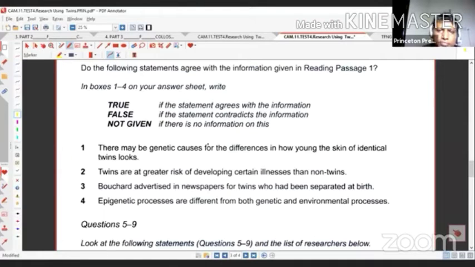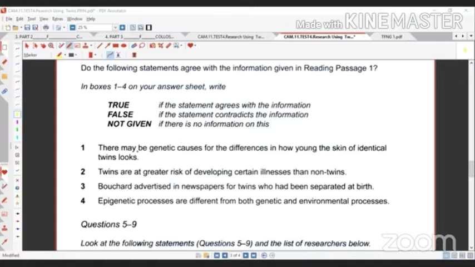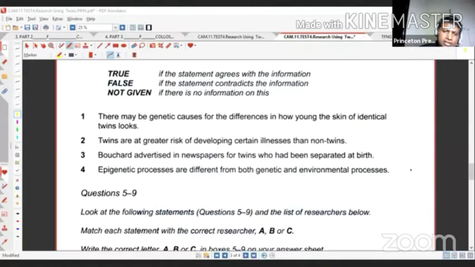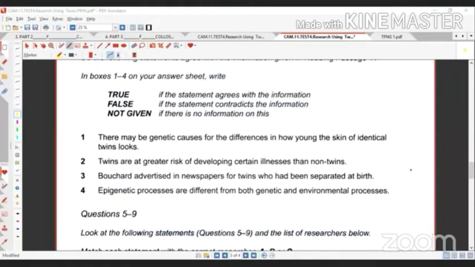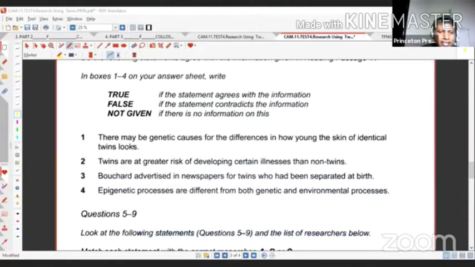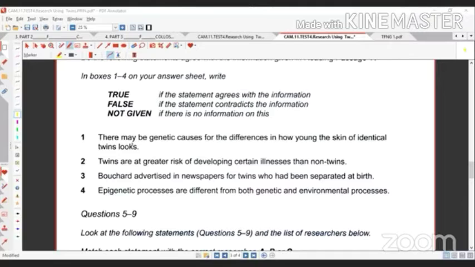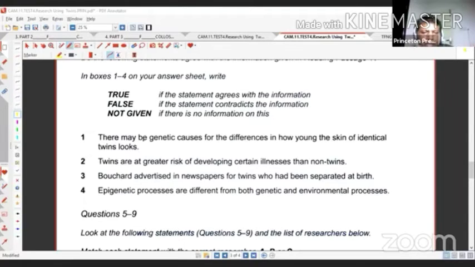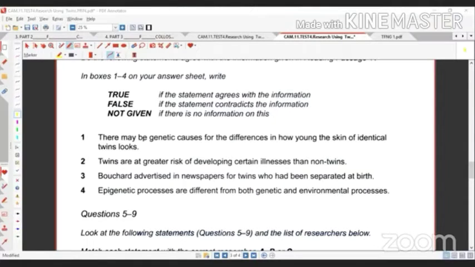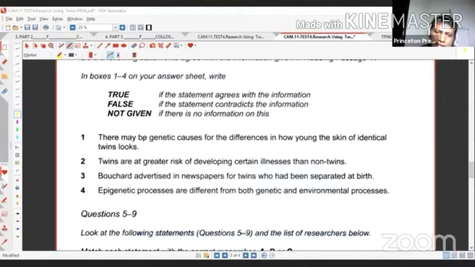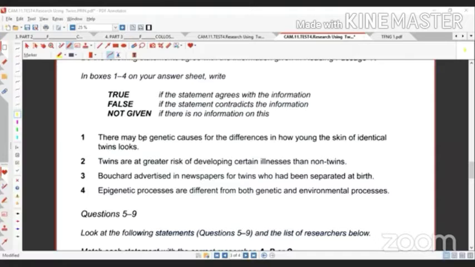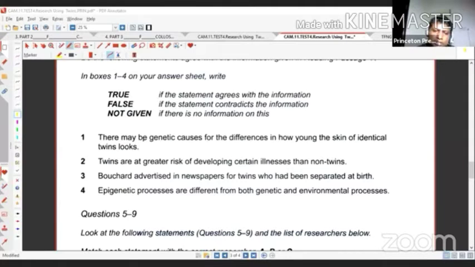There may be... Mr. Rabbi? Yes, sir. What's the meaning of this? "There may be genetic causes for the difference in how young the skin of identical twins look." This is actually something obscure, equivocal. They're saying there may be genetic causes for the difference in how young the skin of identical twins looks.